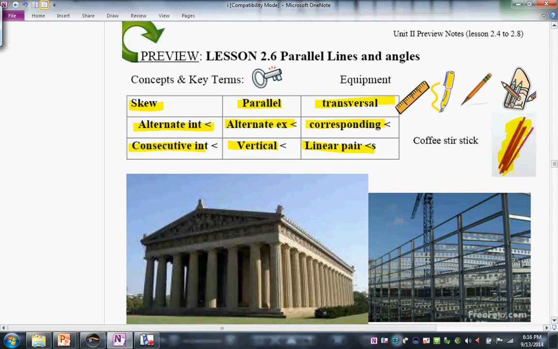You should have a coffee stir stick handy. I provided one in class for you.